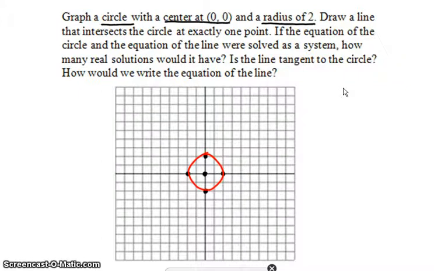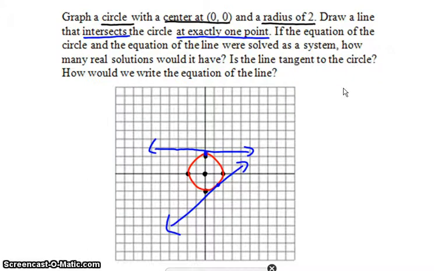All right, now we want to do this. We want to draw a line that intersects the circle or touches it exactly one time. So I didn't specify how. So I could draw one straight across like that. I could draw one kind of like that. If I really wanted to, I could draw a parabola, but it didn't say.